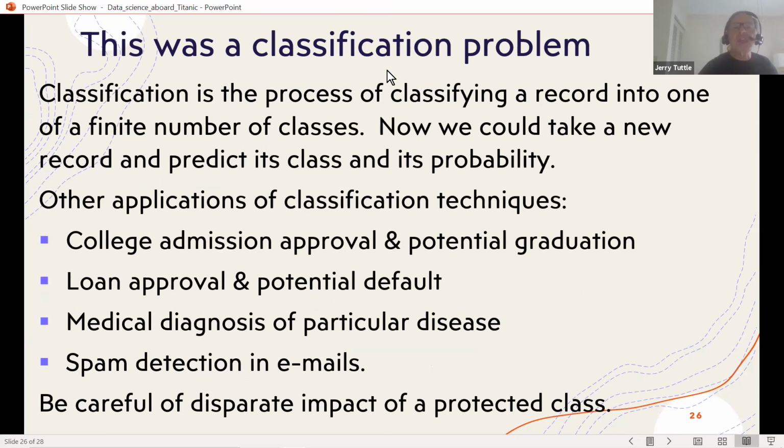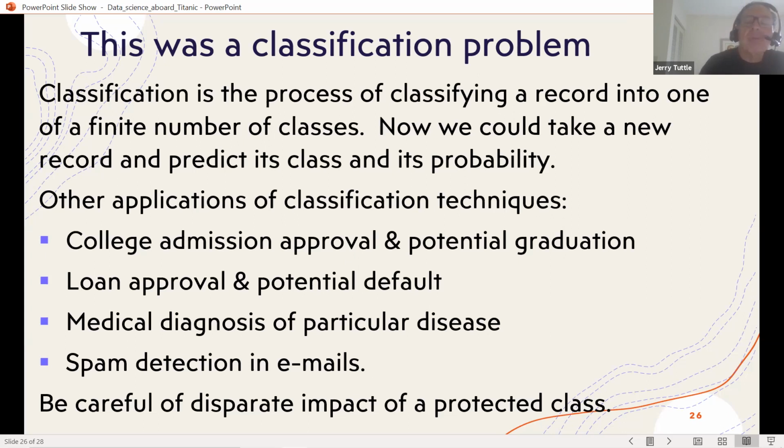This was a classification problem. And for the longest time in my study of statistics, I was not particularly interested in classification problems. And certainly as an actuary, I was interested in predicting dollar things, dollars of claims. But this is a classification problem, classifying a record into a finite number of classes.